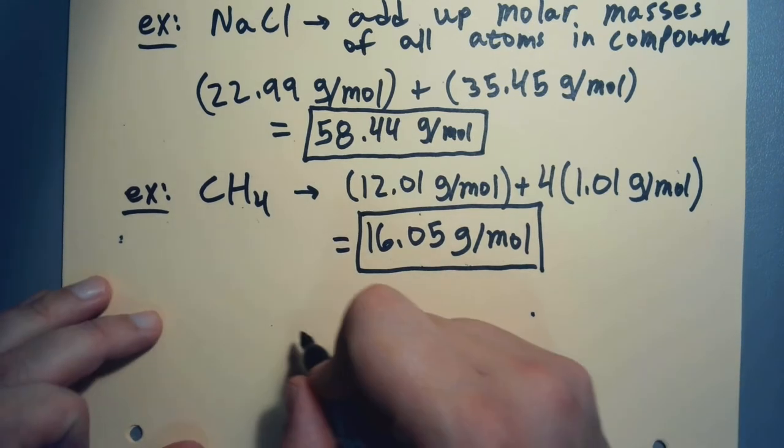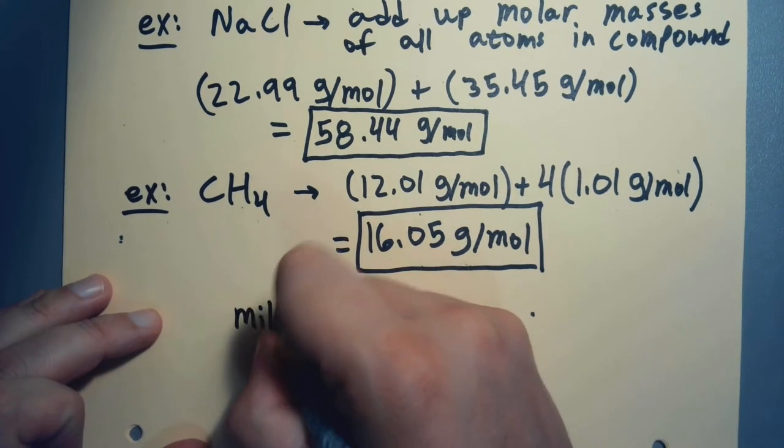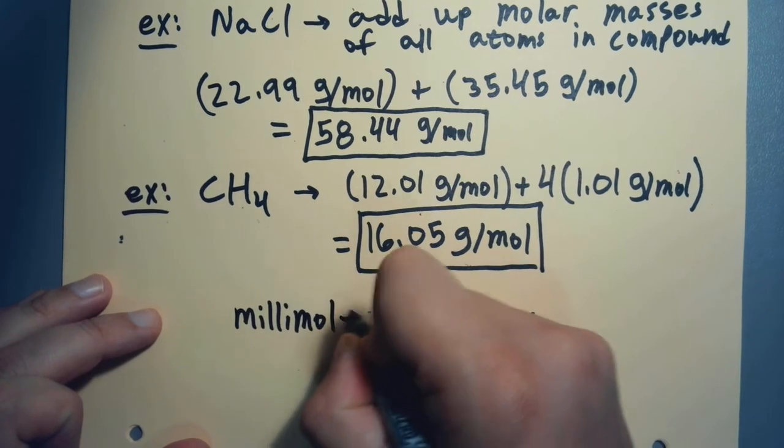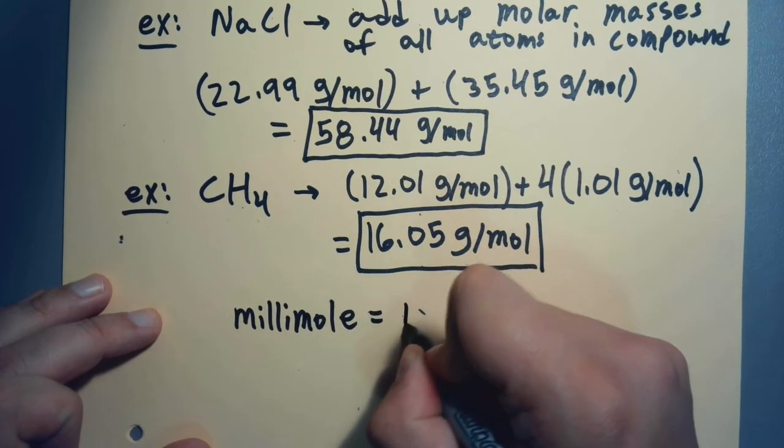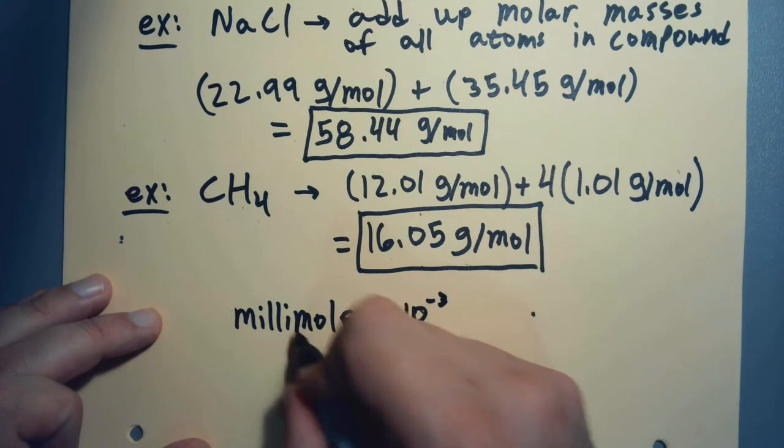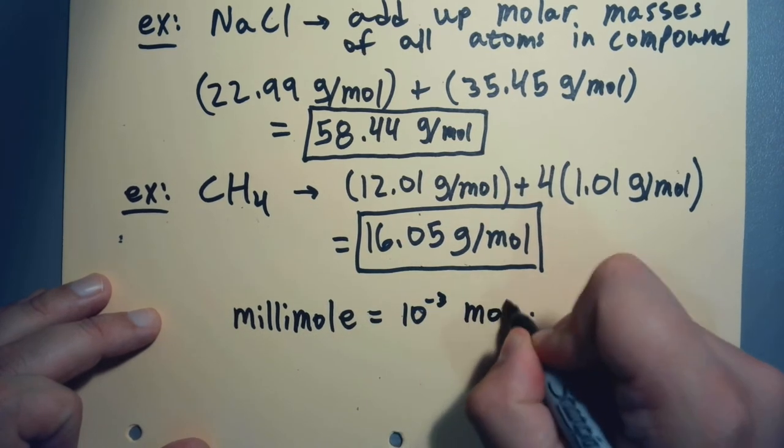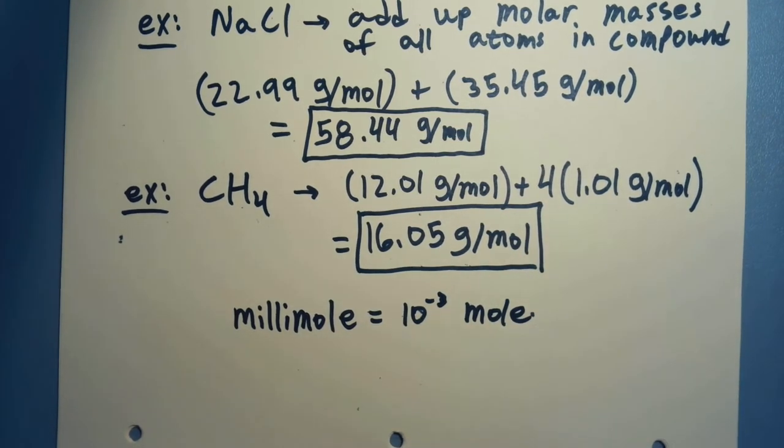So you can have a millimole, and that's just 10 to the negative 3, so there's 1,000 of these in a mole. And you can have a micromole and a nanomole, and chemists will work with these small amounts. And you can go smaller and smaller and smaller.